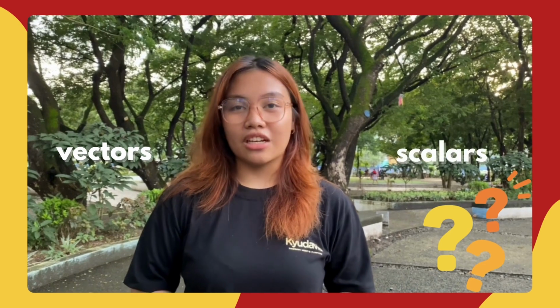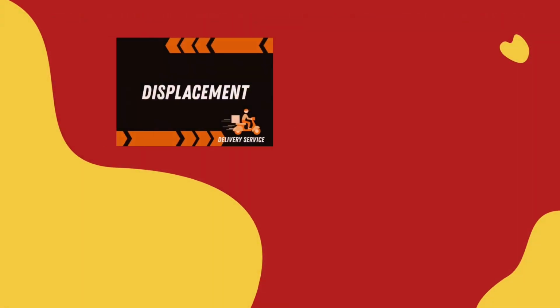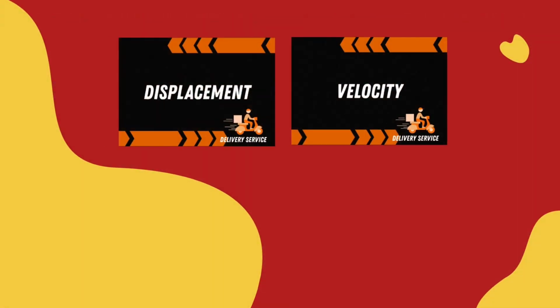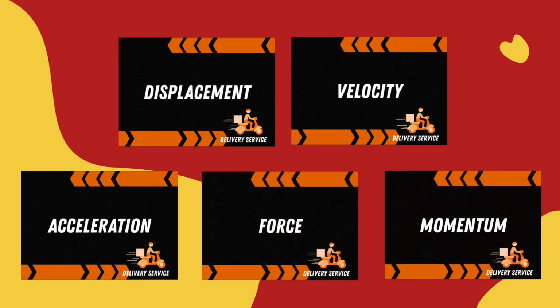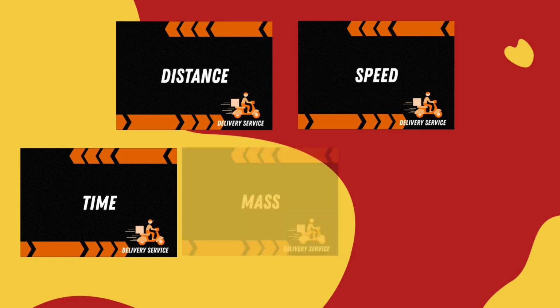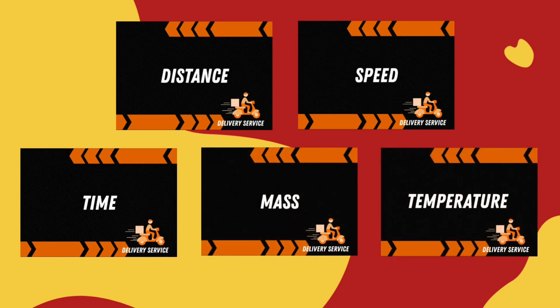Let's sort our deliveries. Which ones are vectors and which are scalars? Okay, here are the vector orders: displacement, velocity, acceleration, force, and momentum. And the scalar orders: distance, speed, time, mass, and temperature.